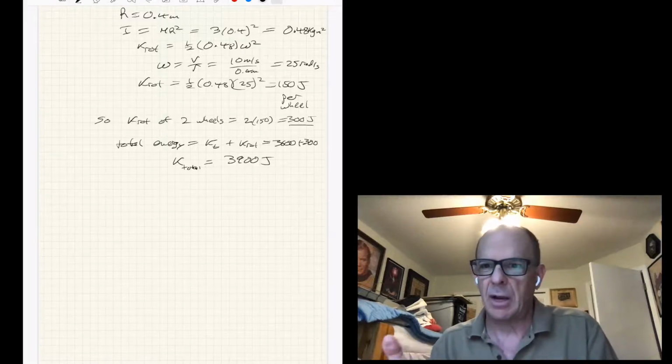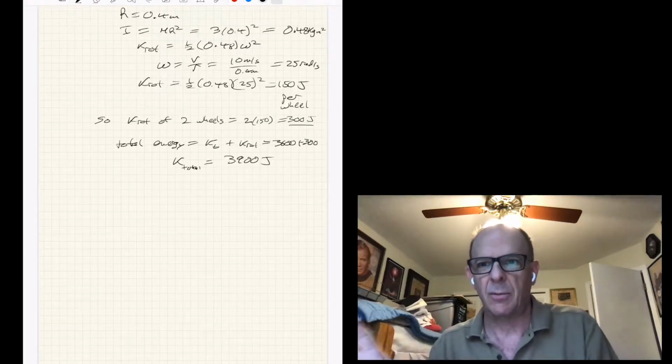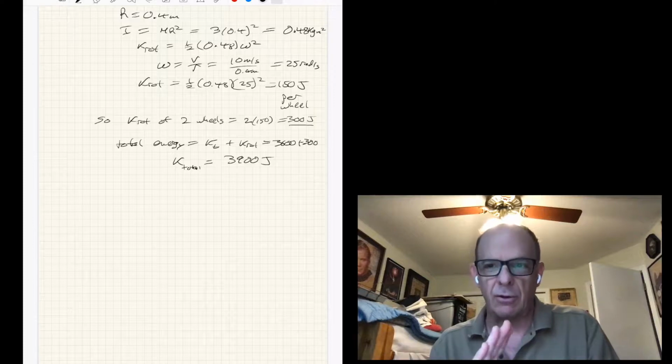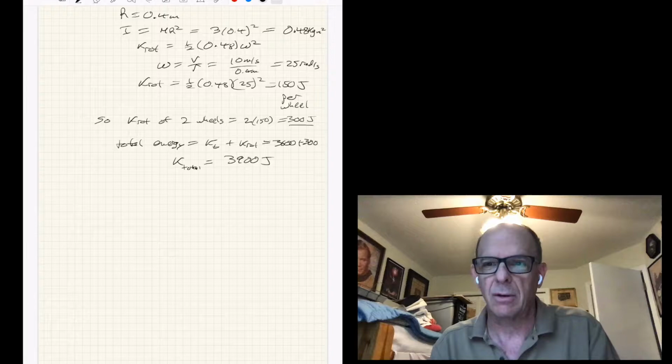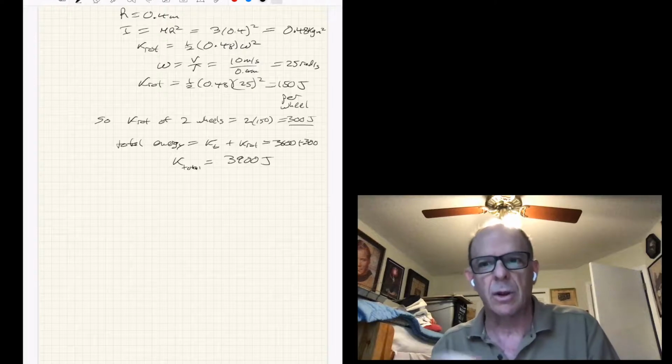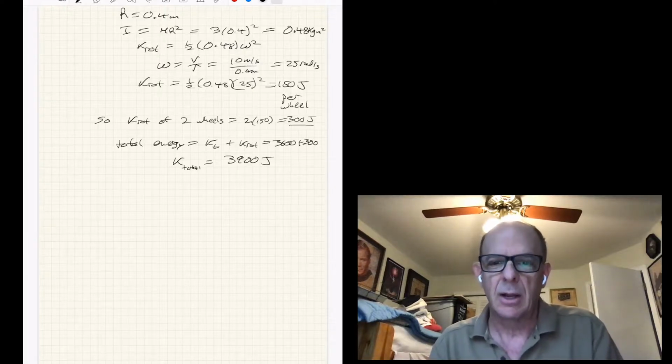But it's the same kind of calculation you would do with linear kinetic energy. You just, instead of using mass, use the moment of inertia. And instead of using linear velocity, you use the angular velocity. And that gives you the total number of joules involved with the rotation of the object. It could be a ball rolling along. It could be a wheel rolling, as we've done in this example.